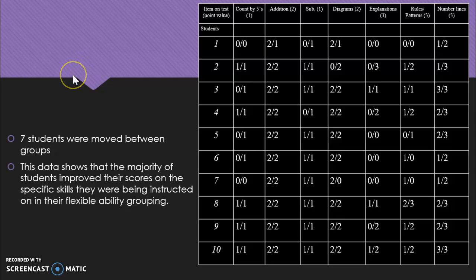And then the next chart I have here, it's just a snippet. It's only 10 students of the 23. The graph was just too big and it was really hard to read, so I figured I'd just snip the first 10 students.